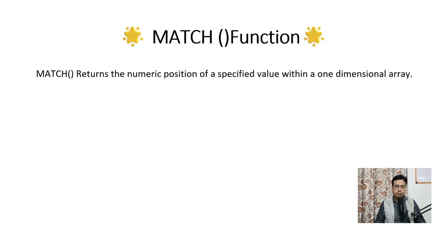Now the MATCH function returns the numeric position of a specified value within a one-dimensional array. Now it pretty much does the opposite of INDEX. So INDEX gives me the value of a particular cell and MATCH gives me the position in a one-dimensional array.